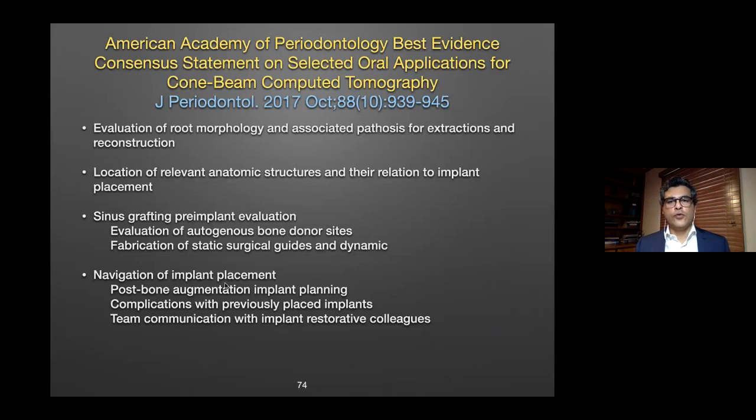Evaluation of root morphology and associated pathosis for extractions and reconstruction, location of relevant anatomic structures and their relation to the implant site, sinus grafting, pre-implant evaluation. So if there's a graft that needs to go into the implant site, cone beam CT is invaluable, as is navigation of implant placement. Bone augmentation is done to see how the bone graft is taking hold, complications with previous implants, and team communication with implant restorative colleagues. Expert opinion supports the potential applications of CBCT in the surgical management of patients requiring dental implants in the following scenarios.